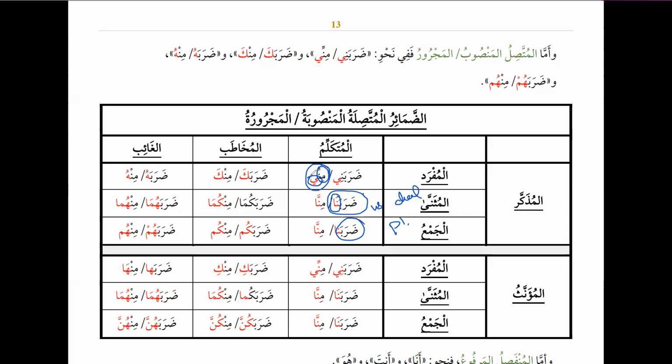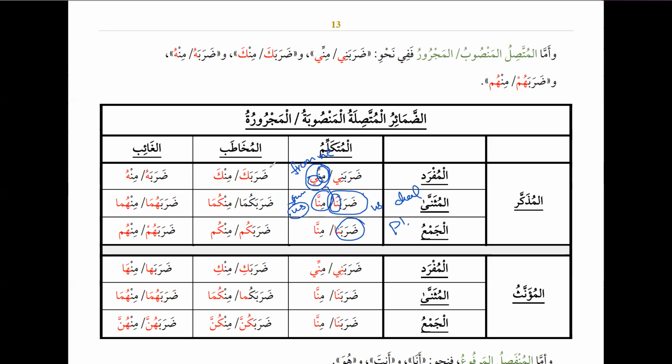Okay, can you translate minni in English? From me. طيب minna, can you translate minna in English? From us. أحسنت. And in "from us" we have min, that is from, and then na, that is us. Because I couldn't separate the two noons. يعني noon shadda means there are two noons. One noon belongs to the min, the other noon belongs to the na.